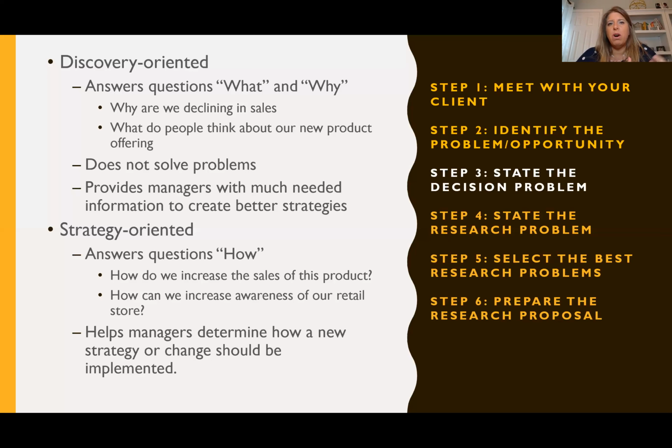And so how? It's more about causality. It's more about solving the problem. So this is all about determining new strategies, which of several strategies is the best strategy and which one should be implemented. So two totally different types of decision problems, but identifying the decision problem, determining what it is, will determine everything else about your research project. Because if you're a how and strategy oriented, that's going to be a totally different research design than a discovery oriented one, understanding the whats and whys.